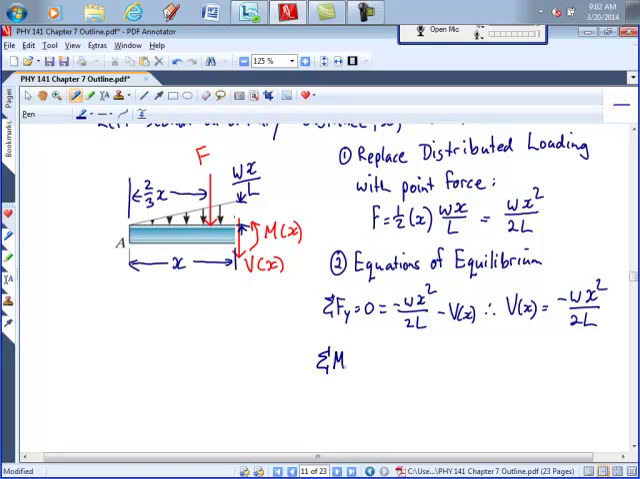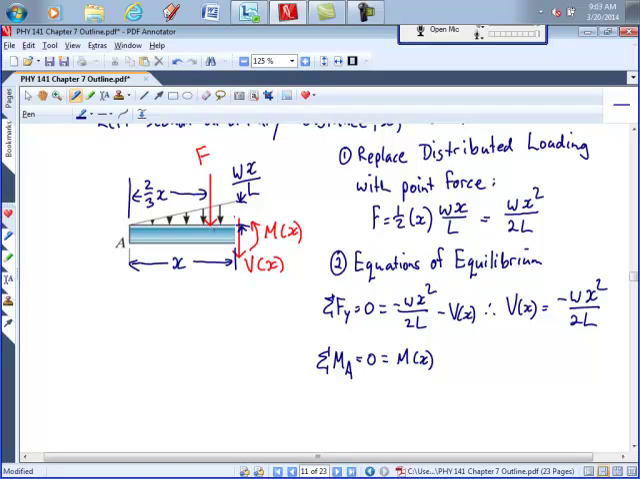Well, we're going to have to use a moment equation. Where would you like to take the moments about? A would work. So moments about A equals 0. So I've got the moment, sorry, start with the positive moment. I have the couple moment, which is the bending moment, M of x.